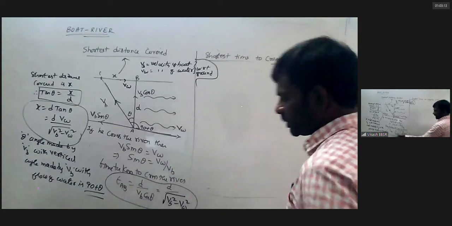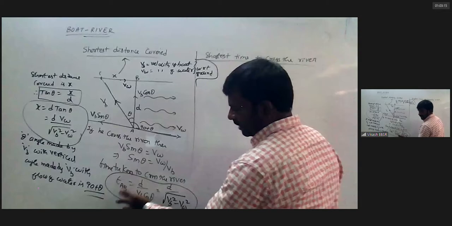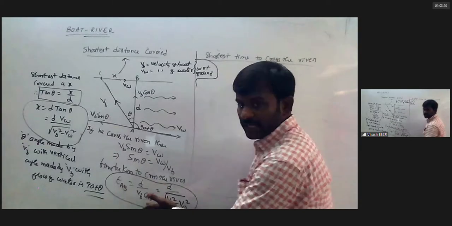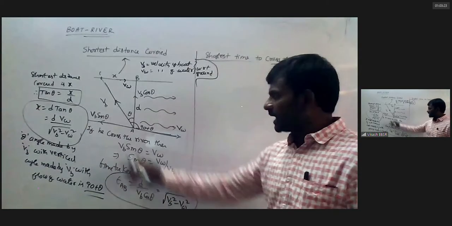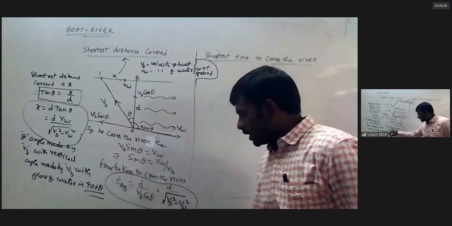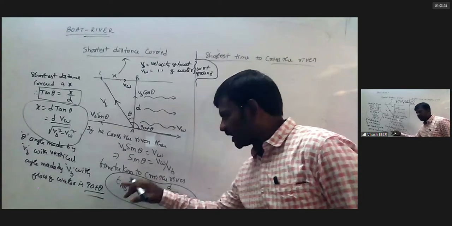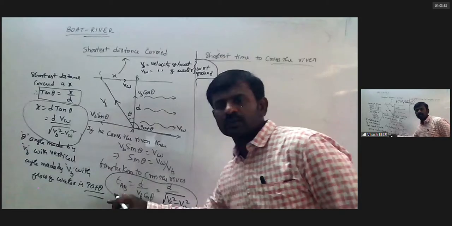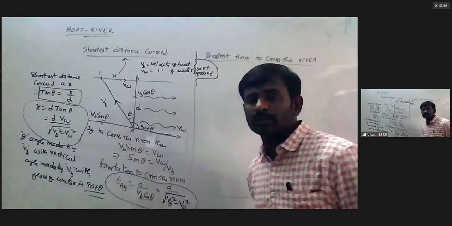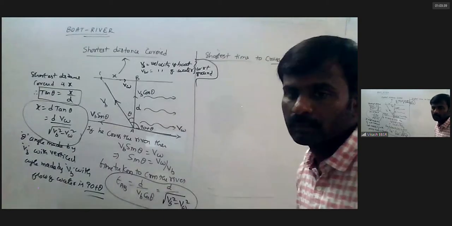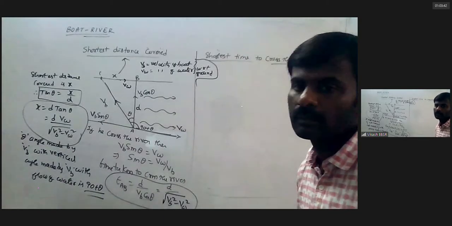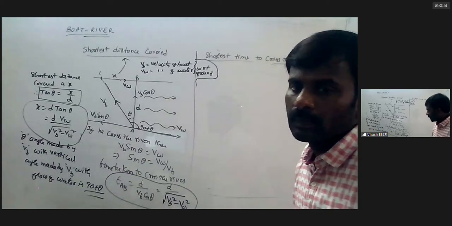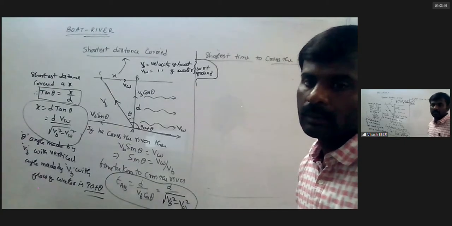See, the question here is: T equals D by vB cos theta. For the shortest time, what should the theta value be? Shortest time means vB we cannot change. Cos theta is maximum, T value is minimum. So when cos theta is maximum, theta is equal to 0 degrees.